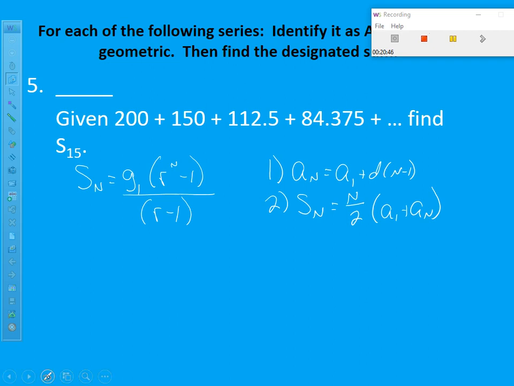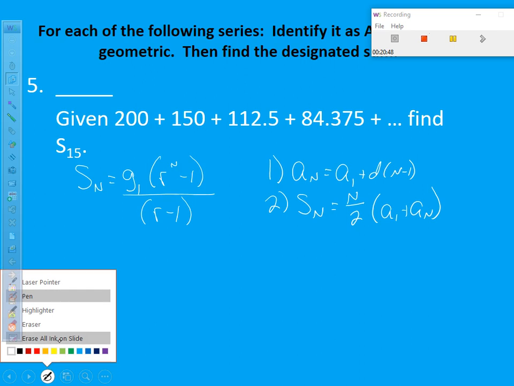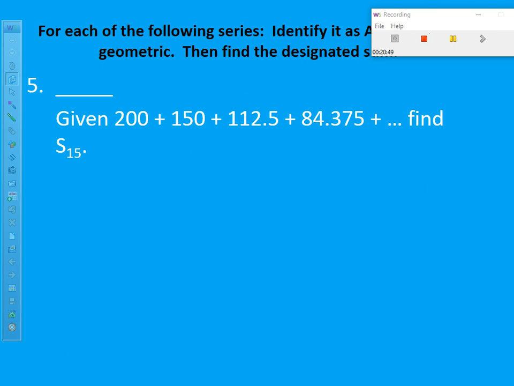So we're going to look at this one, decide if you think it's arithmetic or geometric. I'm going to assume for a minute it's arithmetic. To go from 200 to 150, there's minus 50. If I subtract 50 again, I'm not at negative 112. So this thing is not arithmetic. It must be geometric.